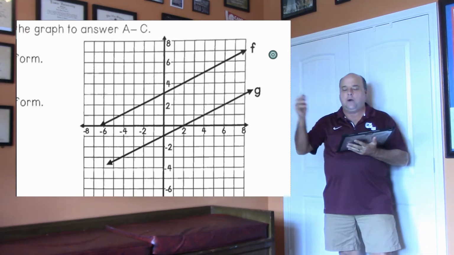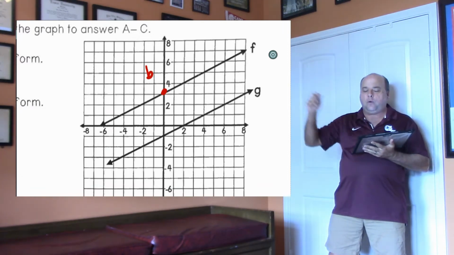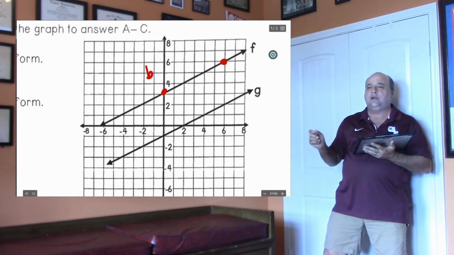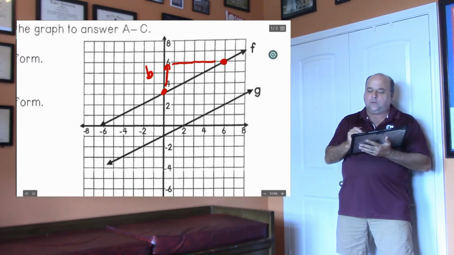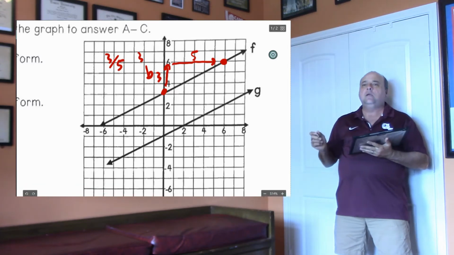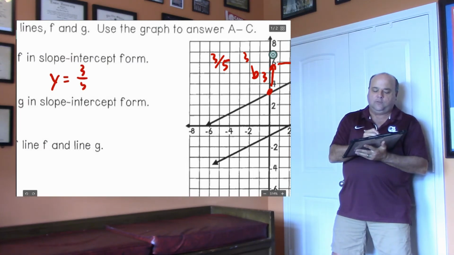And we need to get the y-intercept first. So the y-intercept's going to be here. Then we go to the right and find another grid point, and the next grid point it goes through is right here. So let's find that slope. We go up and to the right, don't we? We went up 3 and to the right 5. So the slope will be 3 over 5, and the y-intercept would be 3, right? Okay, so our equation would be y equals 3 over 5x plus 3.